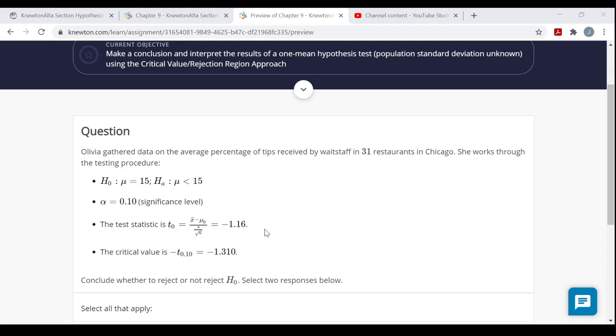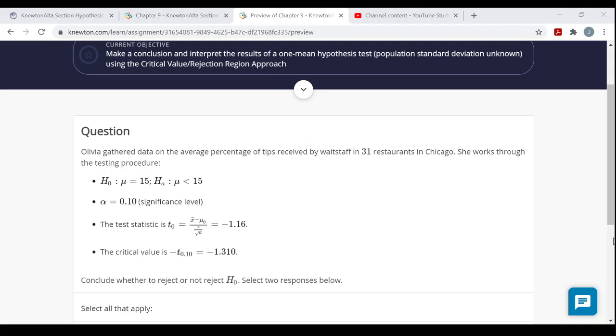Alright, then, using the significance level of 10%, we'd be looking at a student's t-distribution with 30 degrees of freedom. Remember, the degrees of freedom for a one sample t-test here was the sample size minus 1. So if you look at a student's t with 30 degrees of freedom, and this is a left-tailed test, the critical value came out at negative 1.310.